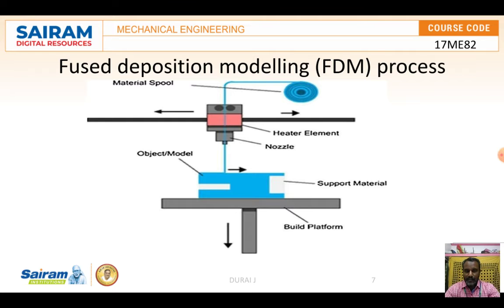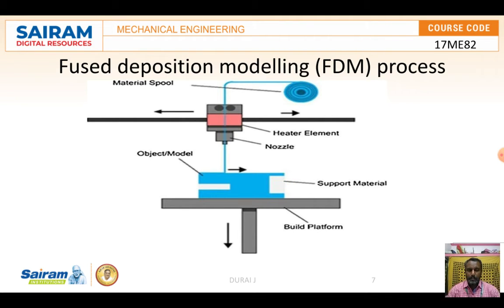Once all the process is over, we go to post processing. In post processing, when all the layers are formed, we have to remove the component from the build platform and also from the support material. In this process they provide some extra support materials, and those also have to be removed.